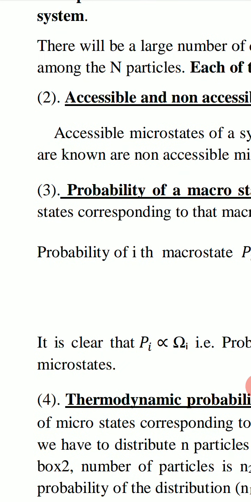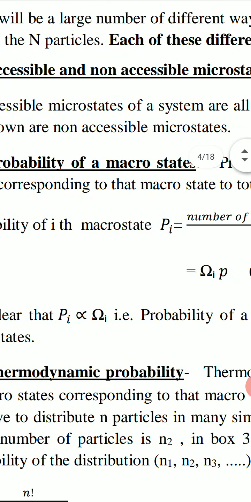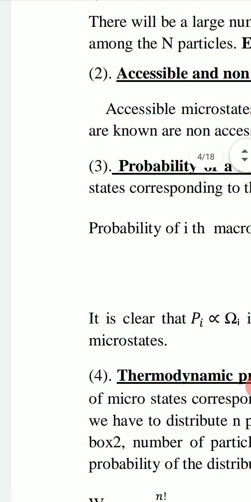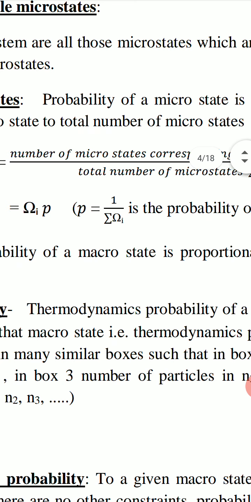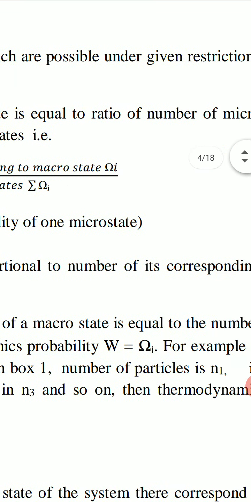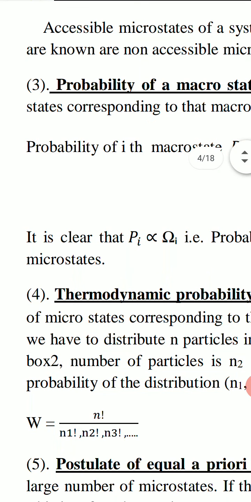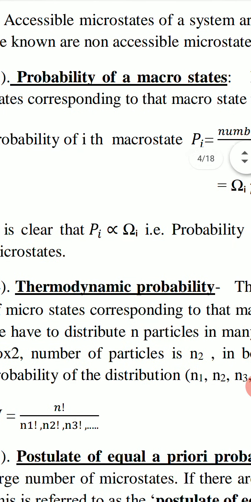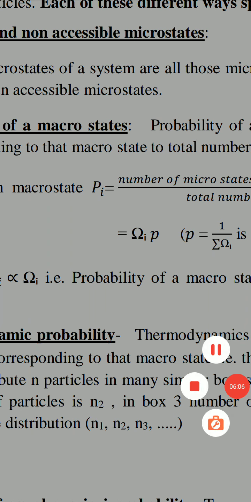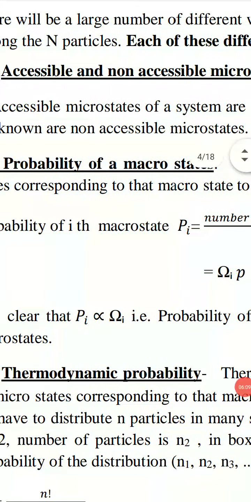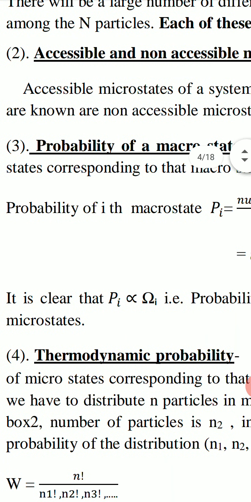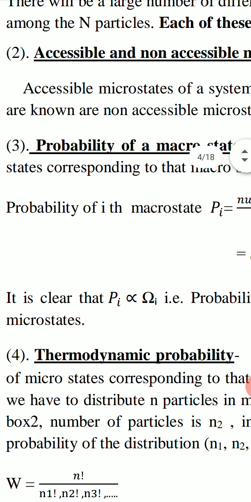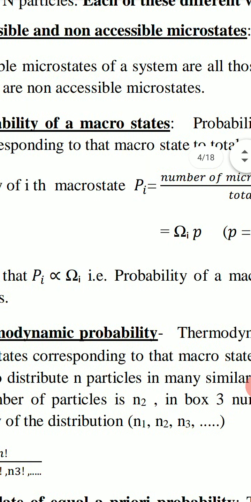Number 2, now we define accessible and non-accessible microstates. Accessible microstates of a system are those which are possible under the given restrictions. And those microstates which are not possible under given restrictions are known as non-accessible microstates.